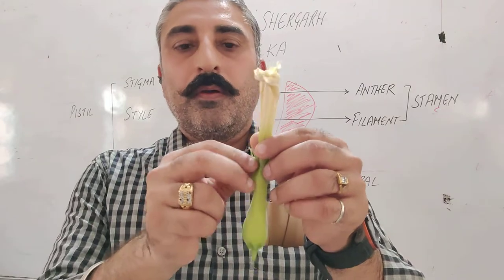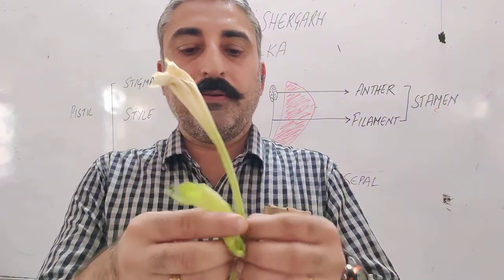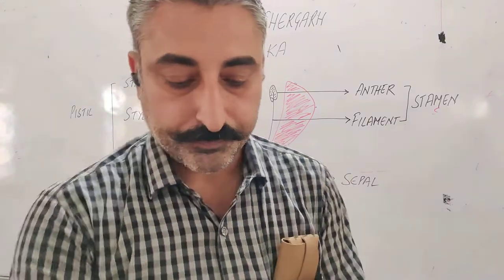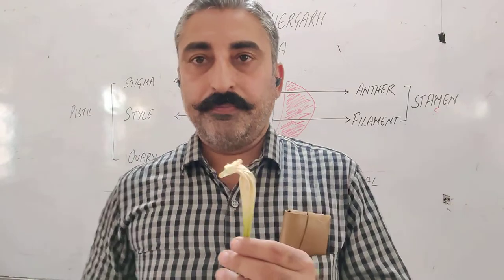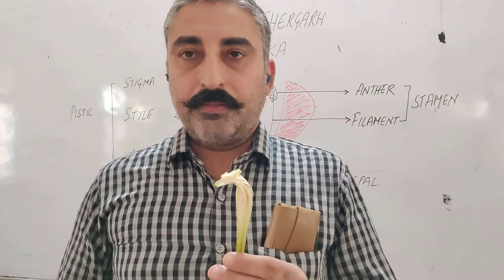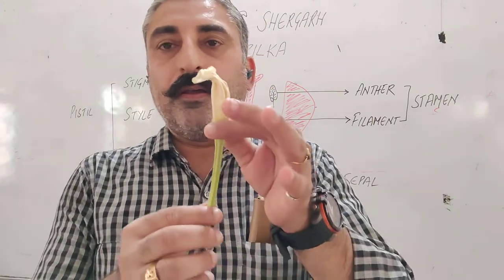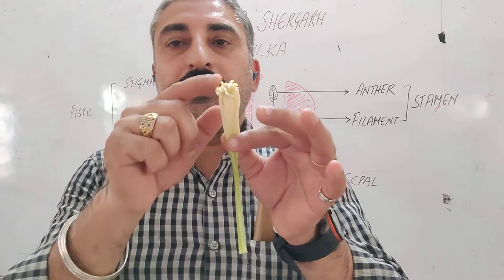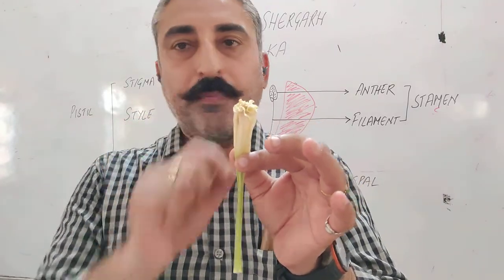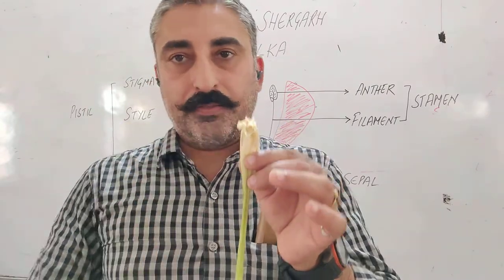Now, this was the first part. I'll remove these sepals. Now comes the second part, that is color. There are a lot of colors in flowers: yellow, purple, orange, red. In Datura plant, these colored parts, they are cream in color. This part is known as petals.